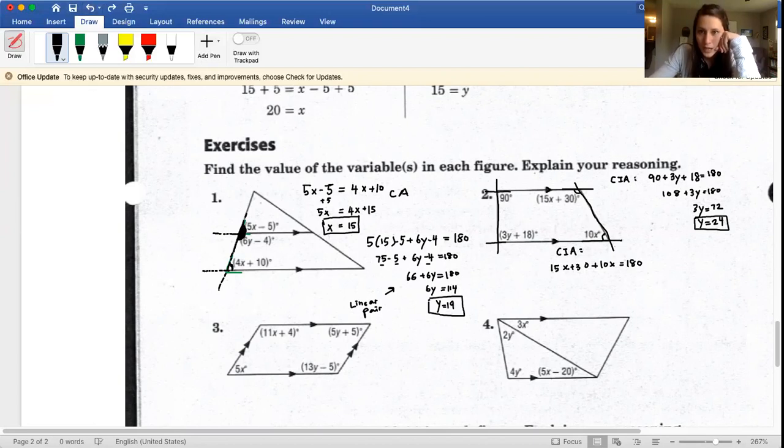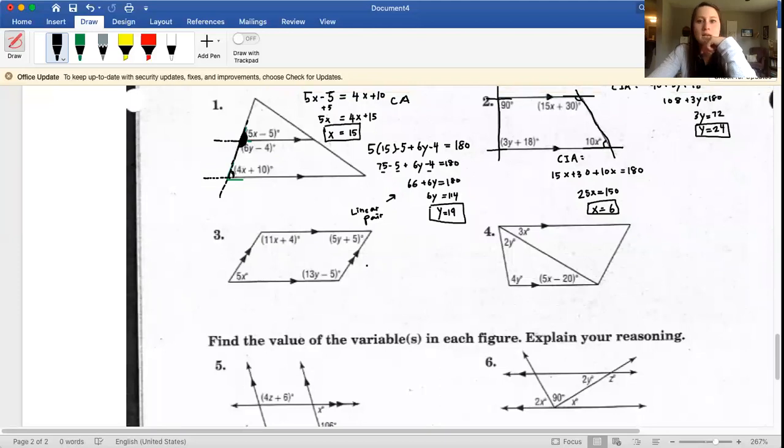Now I can work it out. So 15x plus 10x is 25x. If I subtract 30 from both sides, I have 150. So 150 divided by 25, what would that be? Is 6. So x equals 6. And there it is. So I found x and I found y.